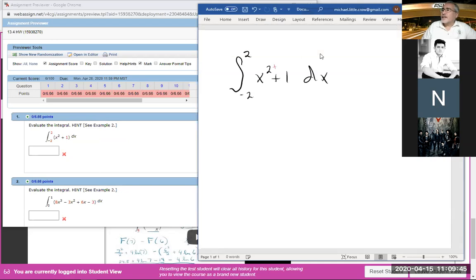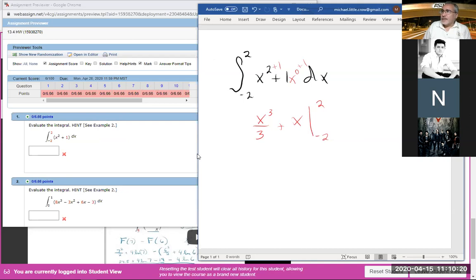So we're going to add 1 to the exponent. So x squared integrates as x to the 3rd divided by 3, because that's the new exponent. Think of this 1 as 1 times x to the 0. So you add 1, it's going to be x to the 1. So that's plus x to the 1 over 1, which is just x, okay? And then we've got our limits here, -2 to 2.